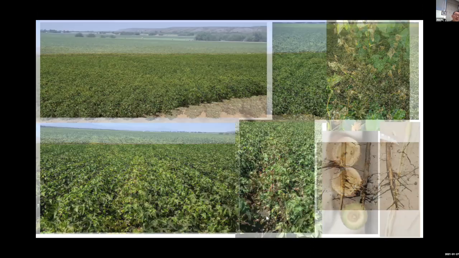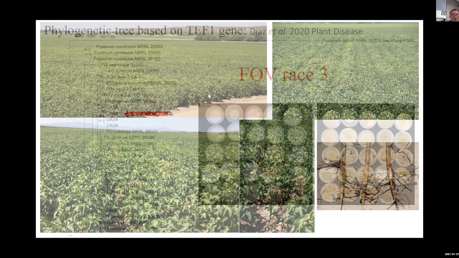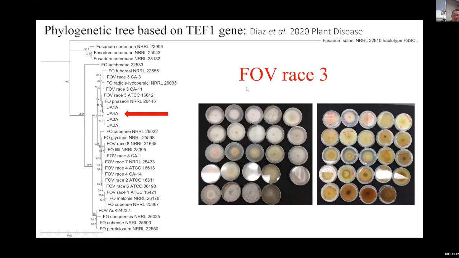We identified this field with Fusarium wilt in 2019, so in 2026 I went back to revisit this field. What I found is that more rows and more areas of this field have shown symptoms this year. Apparently, I think the fungus FOV population keeps building up in this field. So I did some molecular work. It turns out this particular strain of FOV seems to be race 3. It's not race 4. So luckily, we don't have race 4 so far in our cotton fields.